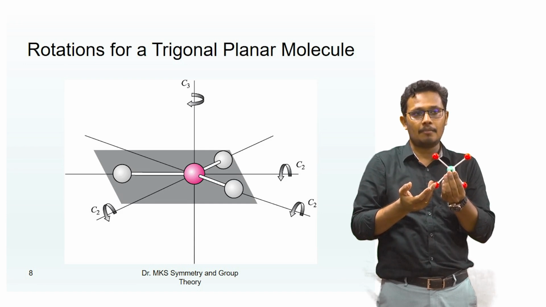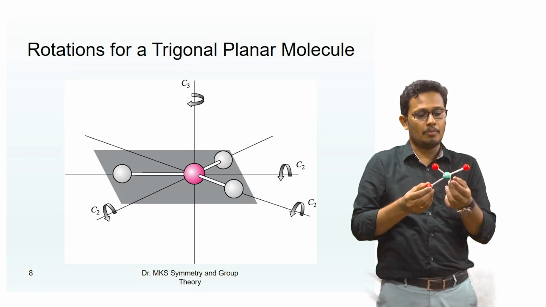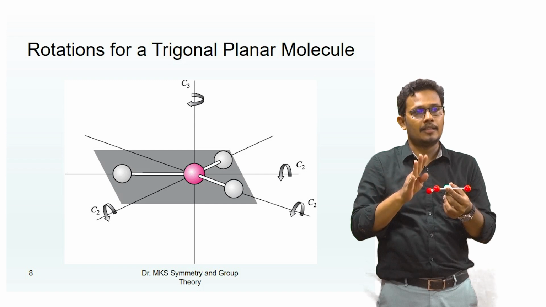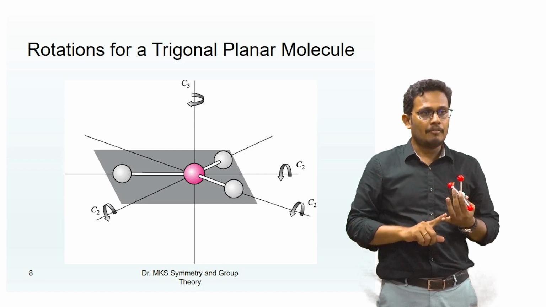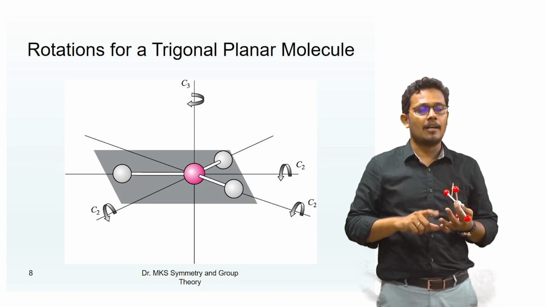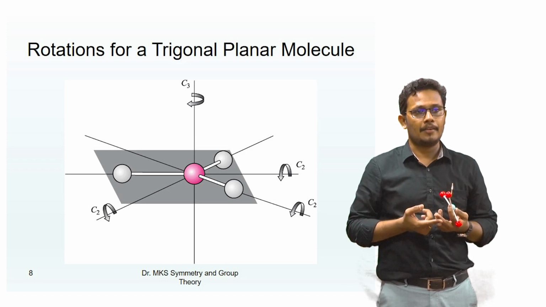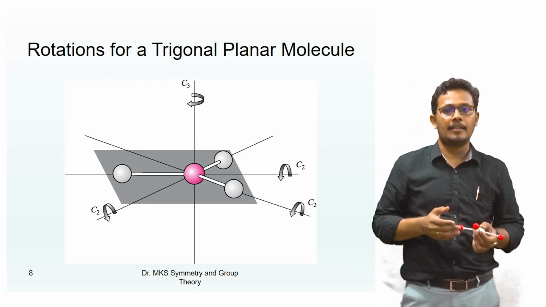Okay, dihedral plane. I think you got information about the plane of symmetry in those three types. One is sigma v, another one is sigma h, another one is sigma d. Okay, this indicates plane of symmetry.